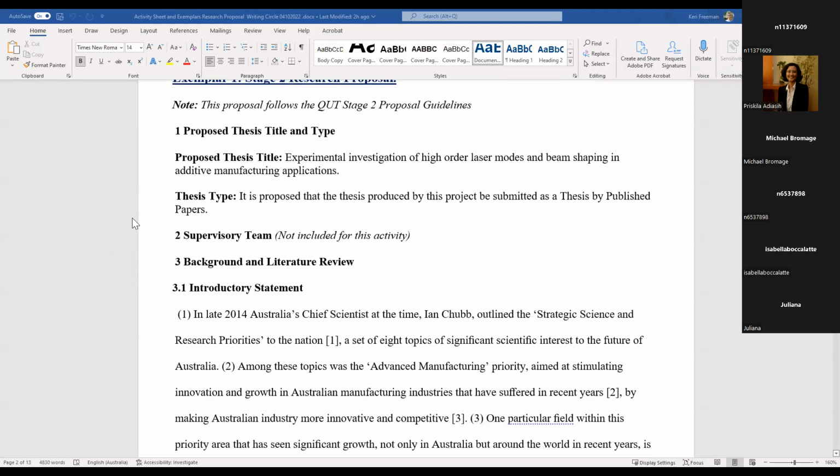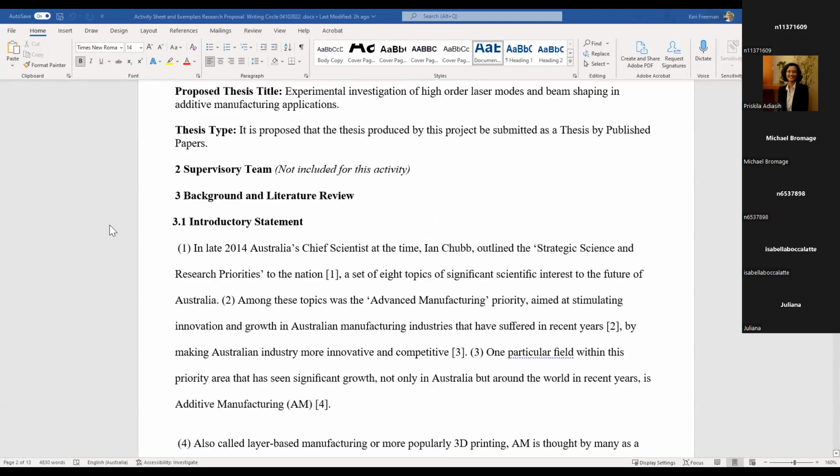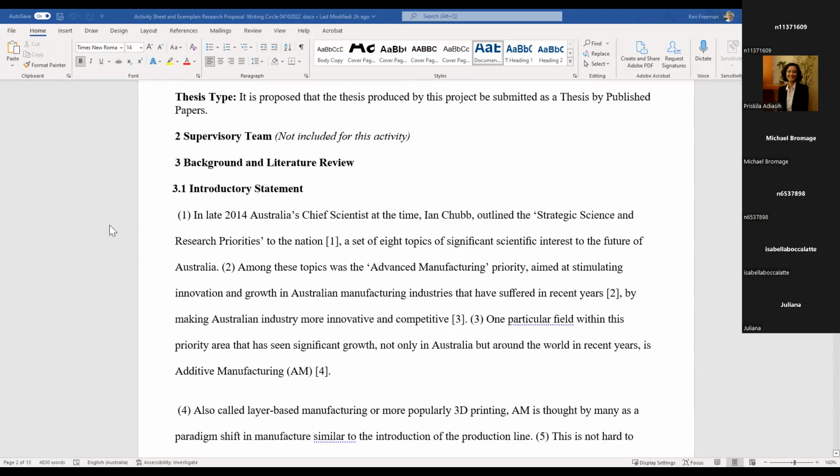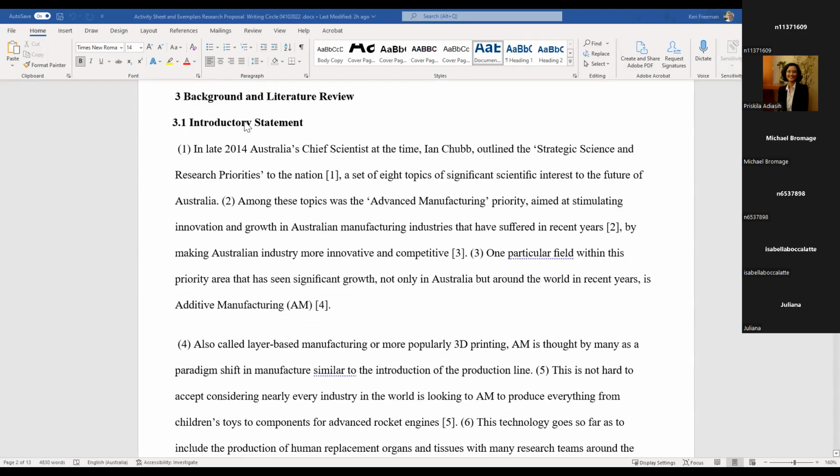There's a thesis title, experimental investigation of high-order laser modes and beam shaping in additive manufacturing applications. We haven't included the supervisory team or the background. Oh, actually we have. We're looking at the introductory statement. So remember we looked at the table of contents for this one. So in the guidelines, it's calling this first section introductory statement. So let's have a little look.